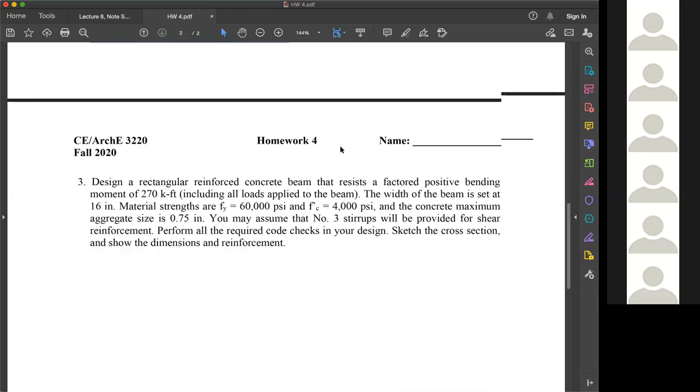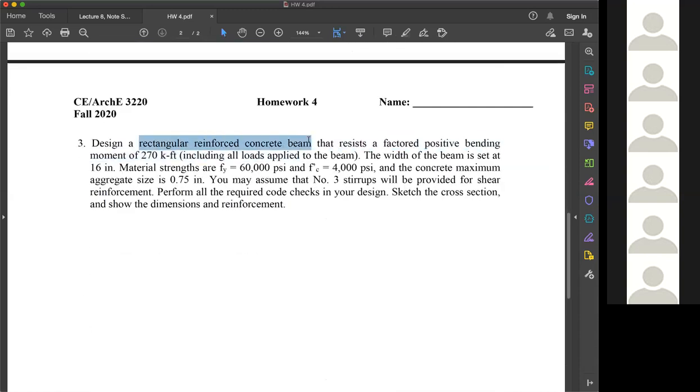All right. Now, last problem. Design a rectangular reinforced concrete beam that resists the factored positive bending moment of this much, including all loads applied to the beam. The width of the beam is set at 16 inches. You're given the width already. Material strength is this and this.